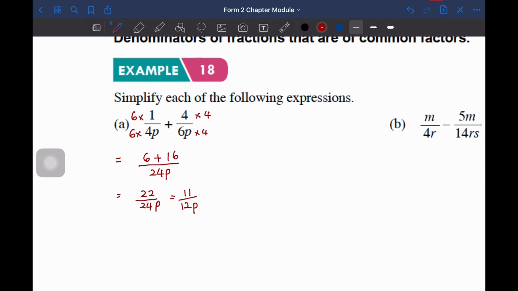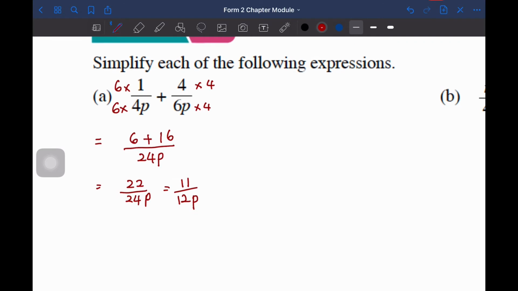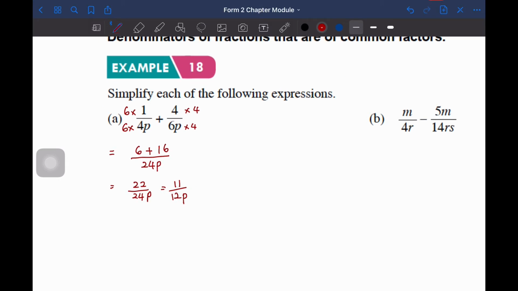So untuk soalan ni you can refer buku teks. Buku teks dia ada cara yang satu lagi. But for me personally I prefer this type of solution lah. Tak perlu kita pening.